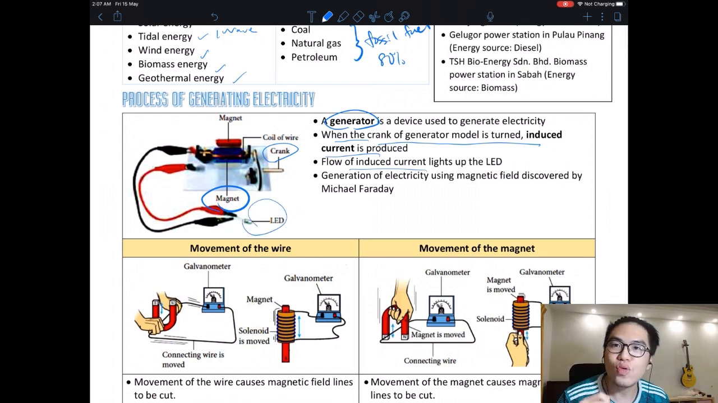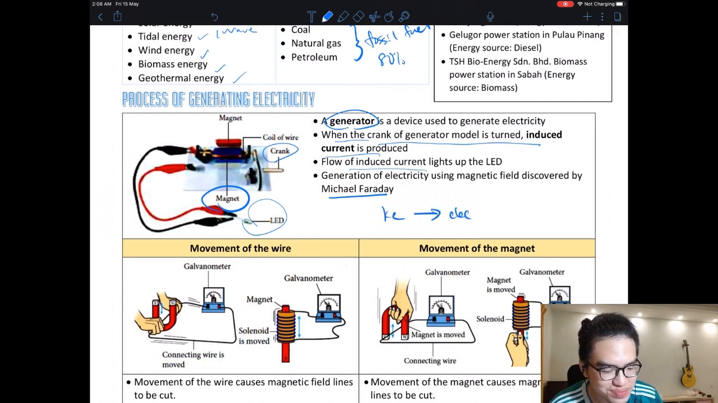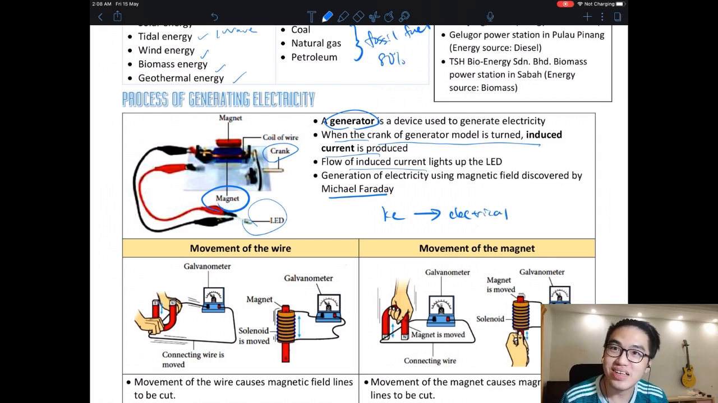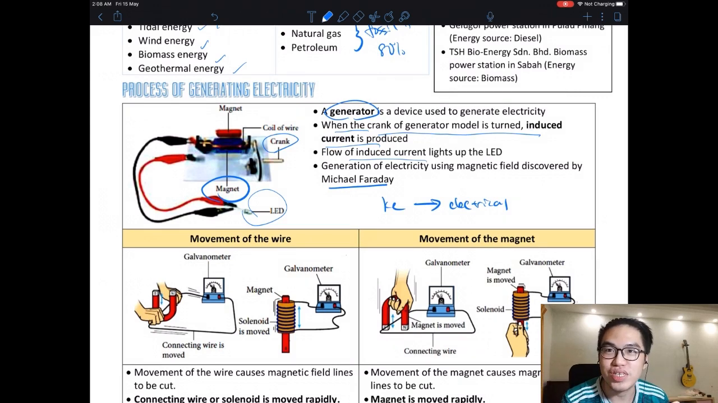So who discovered this? We have to thank someone. He's the father of electricity. We call him Michael Faraday. Without him, there would not be electricity today. He discovered that if I have a magnetic field and a conductor moving through it, I can create electricity. I'm changing kinetic energy into electrical energy. Amazing, isn't it? Just use any magnet and move any conductor through it, and you will create electricity. This is what Michael Faraday says.